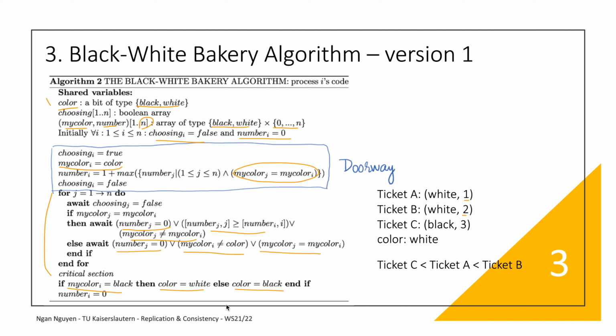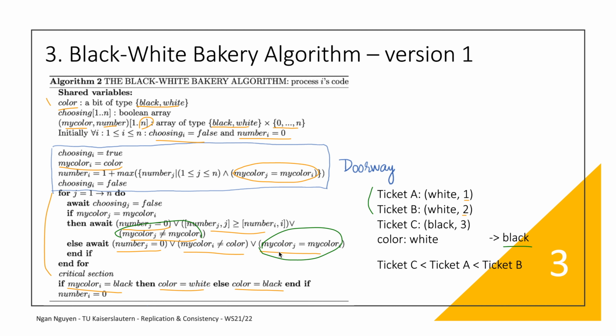I also want to emphasize that the last condition here is quite important and cannot be eliminated because it may cause deadlock. For example, if we have ticket A and ticket B currently looping in the waiting part, and since ticket A has higher priority, it can enter the critical section first, and after exiting the critical section, it will change the color bit to black.